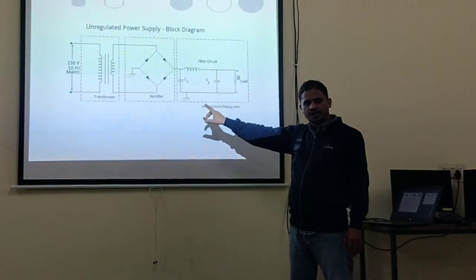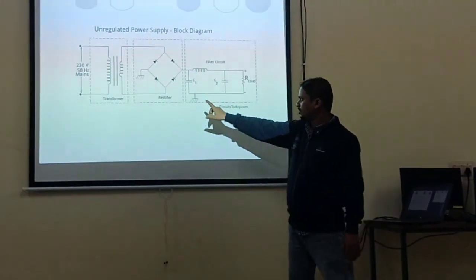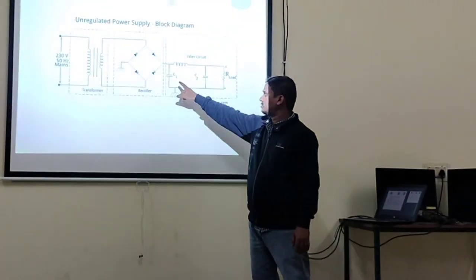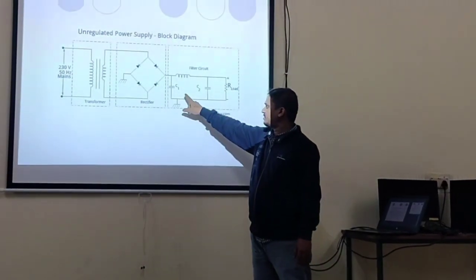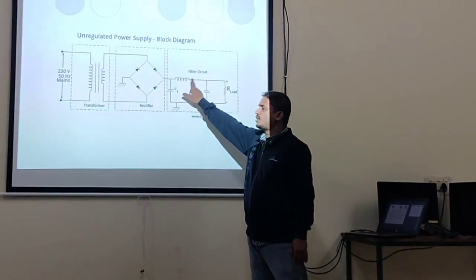The bridge rectifier gives better regulation of the AC, so in most cases the bridge rectifier is used. After the bridge rectifier, a pi section filter is used at the output. In this pi section filter, C1 and C2 are in parallel and the inductor is in the middle section.